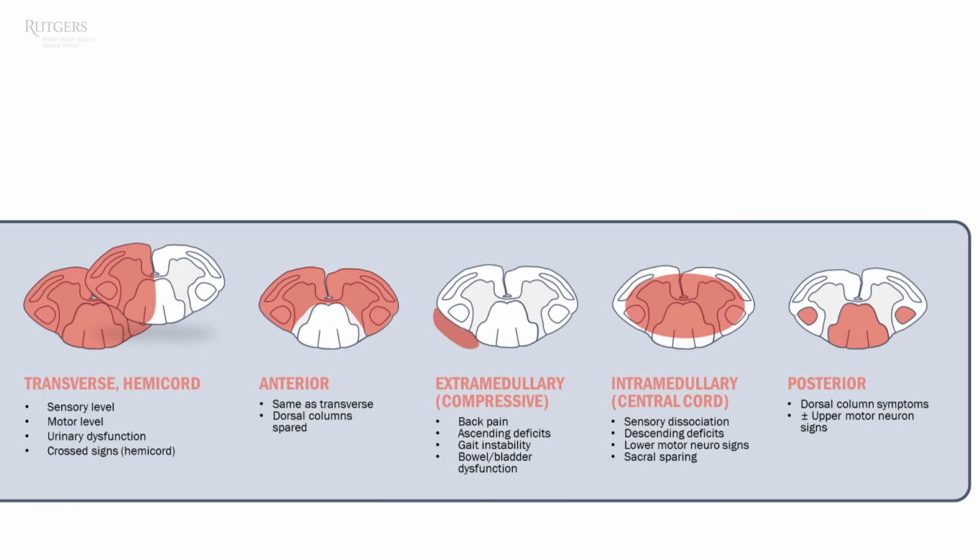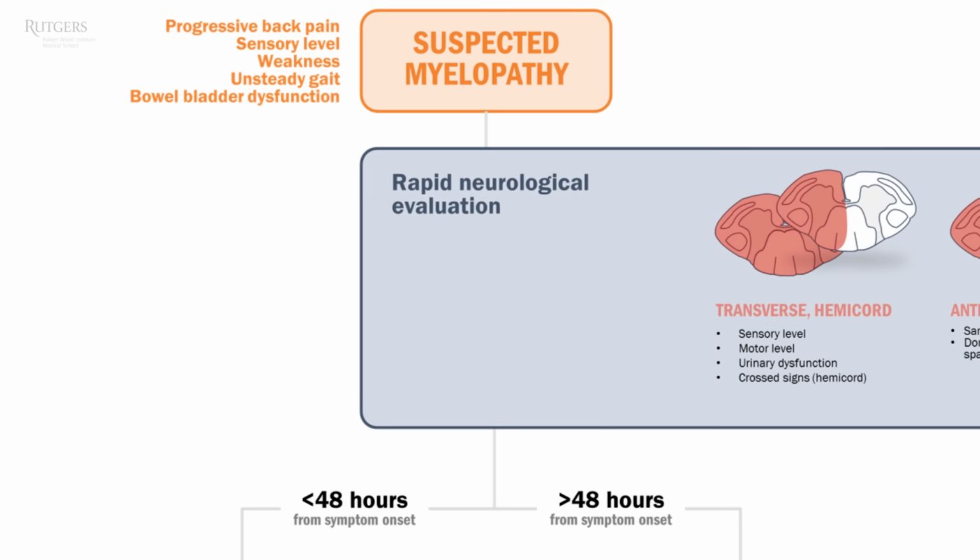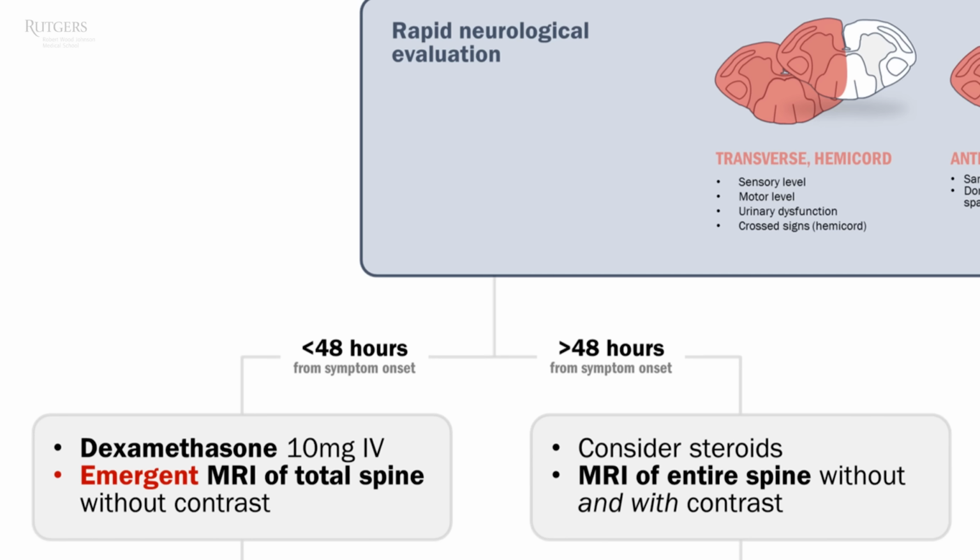Next, is it an emergency? Meaning, are we dealing with a presentation within the first 48 hours of symptom onset? If yes, then consider steroids to decrease cord edema and get a stat MRI of total spine without contrast to look for cord compression. If symptoms have been going on for a while, chances are you will have some time to perform diagnostic tests. Here, MRI of the spine without and with contrast is probably the best.